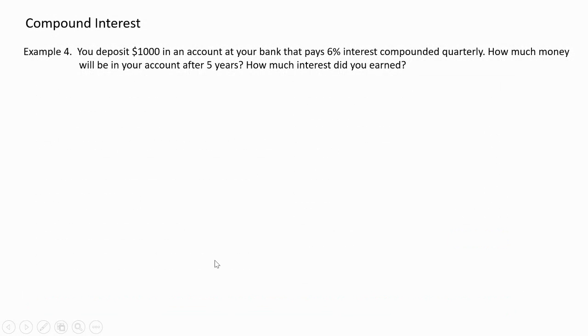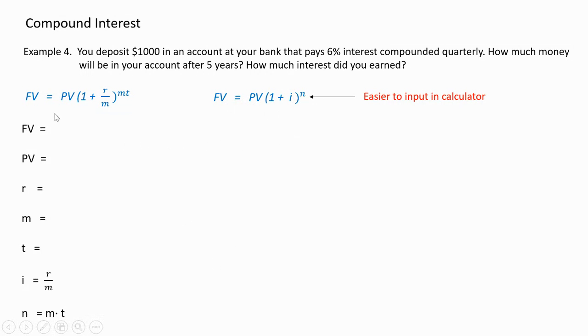Example. Okay, here we go. You deposit $1,000 in an account at your bank that pays 6% interest compounded quarterly. How much will be in your account after 5 years, and how much interest did you earn? Okay, so there's my formula. I like to use this one better because it'll be easier for the calculator. The future value equals the present value times 1 plus I to the nth power. There are always 7 things that you have to find: the future value, present value, the interest rate, the M compounded, the T, the I, and the N.